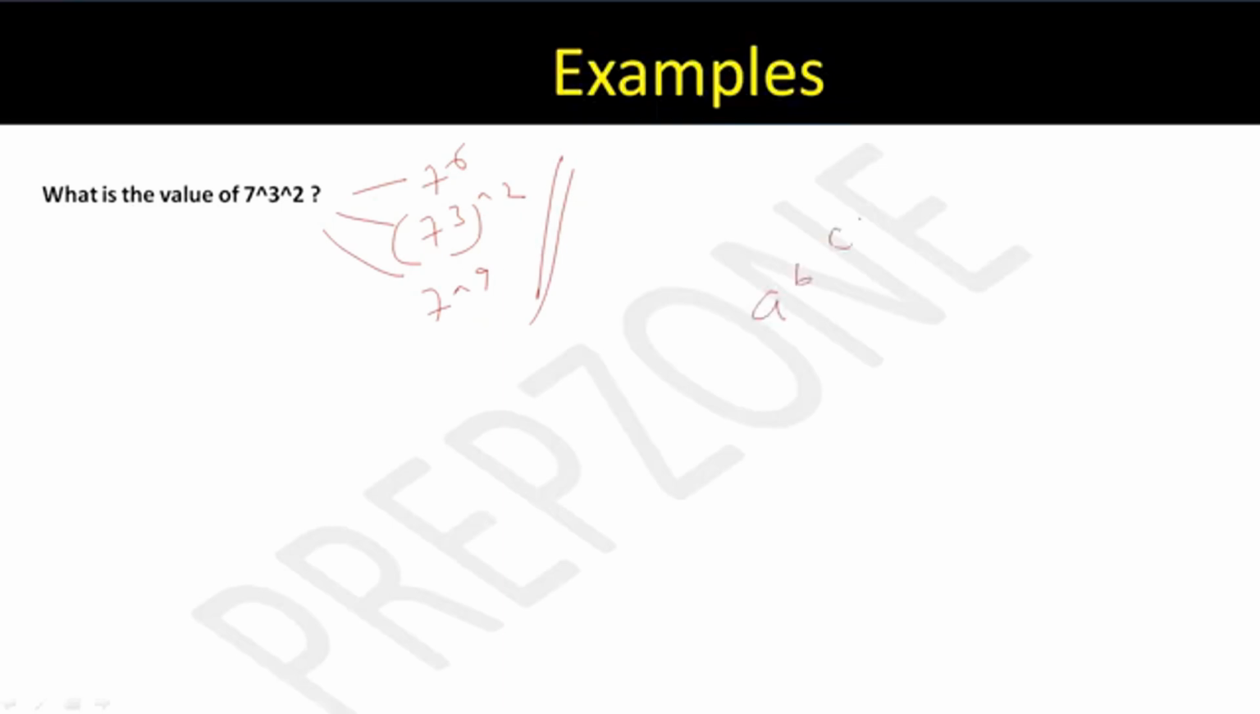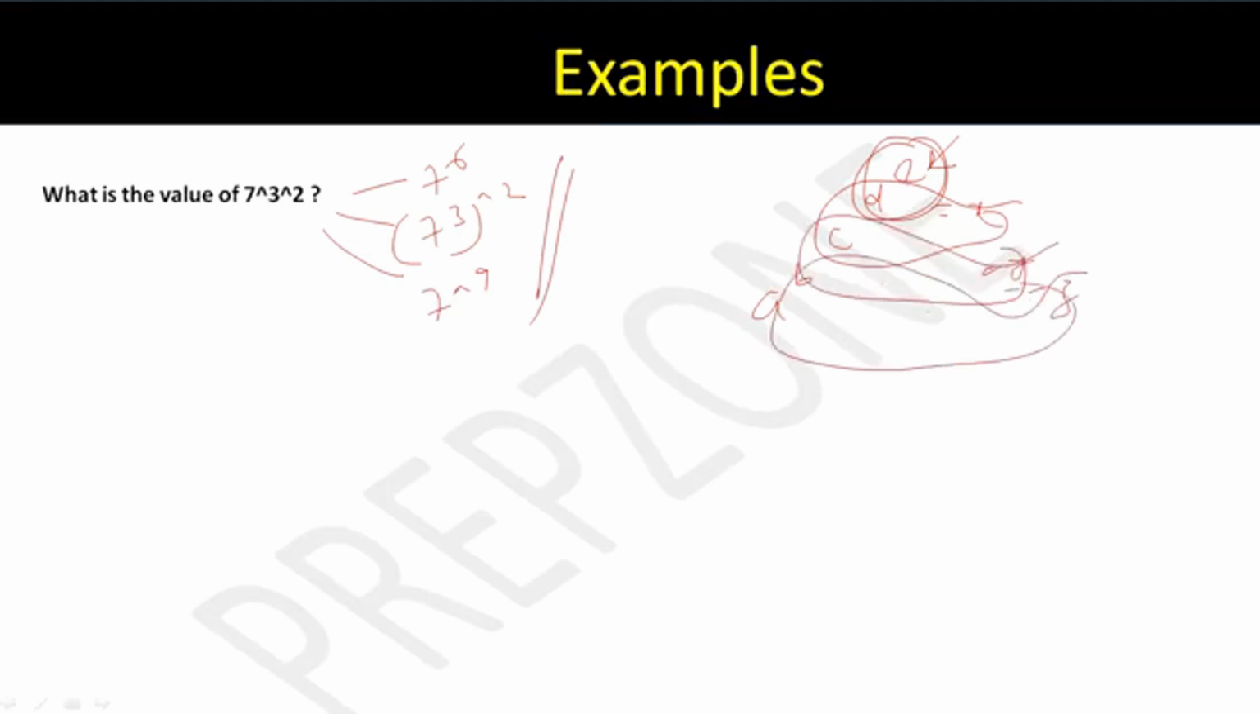a to the power b to the power c to the power d to the power e. You always solve from up. So you'll first of all solve d to the power e, then you'll solve c to the power that value. If this is y, then you'll solve b to the power y, and then if this is z, then you'll solve a to the power z.